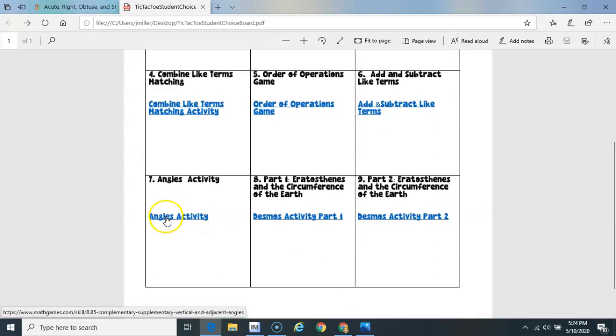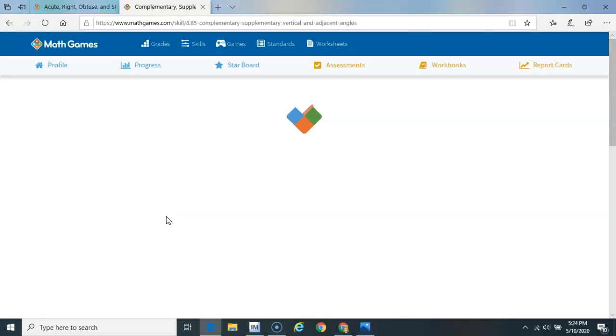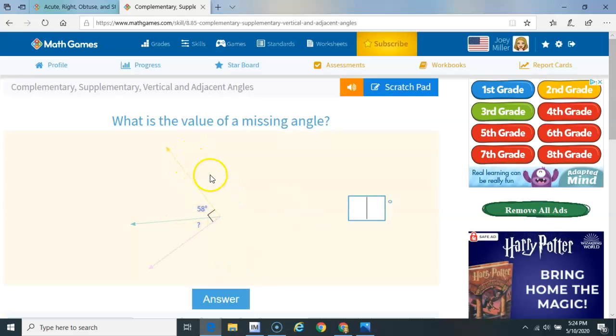Then there's an angles activity here. It looks like it's that same website. What's the value of the missing angle? And remember, we're using the rules for complementary, supplementary, vertical, and adjacent. Remember, complementary angles add up to 90 degrees. Supplementary angles add up to 180 degrees. Vertical angles are across from each other, and they are congruent. That means the measure is the same for both angles.